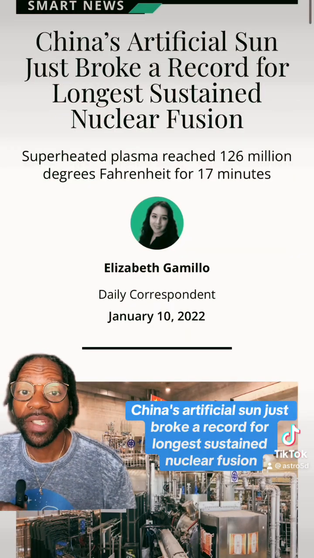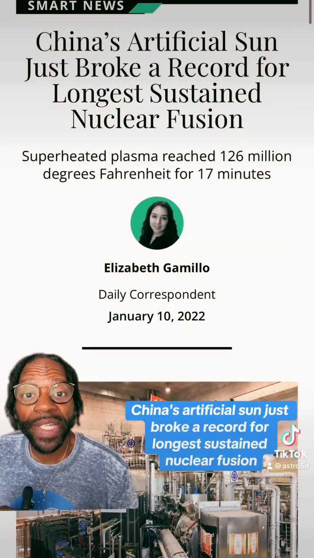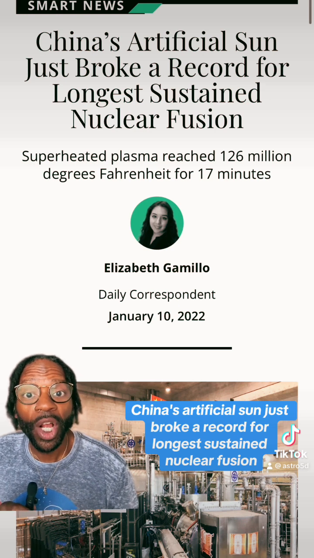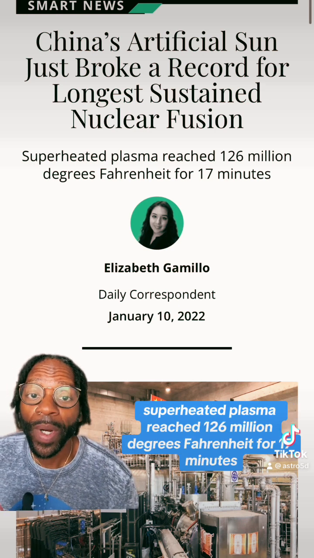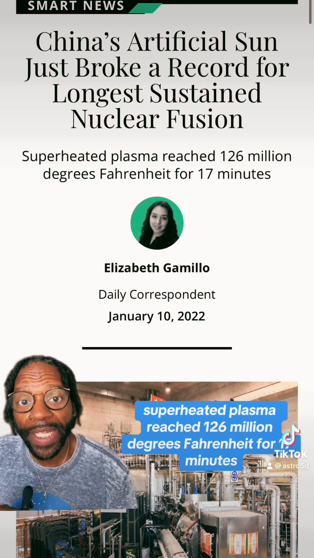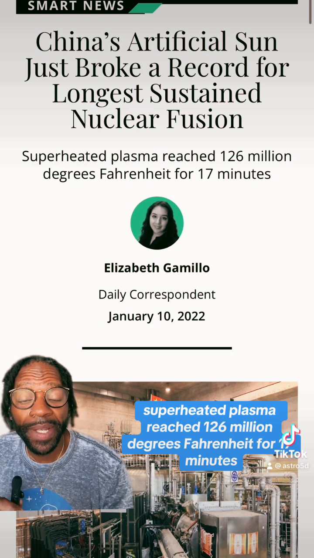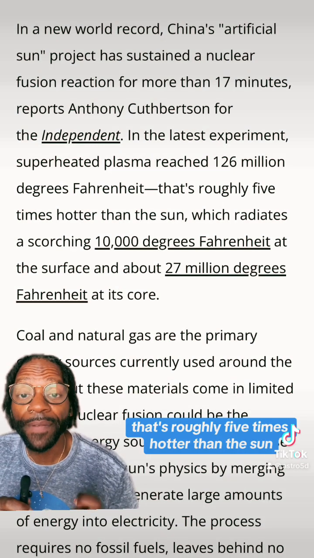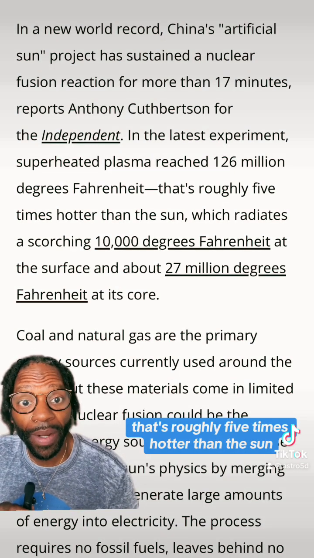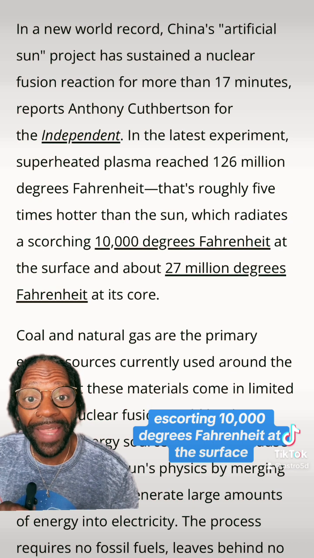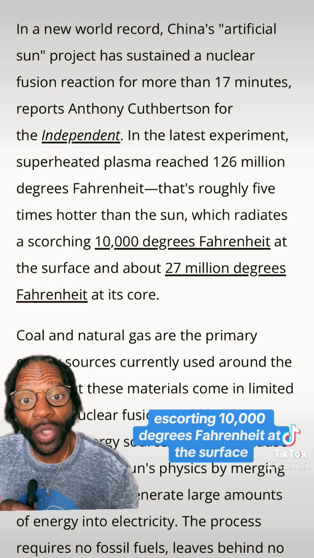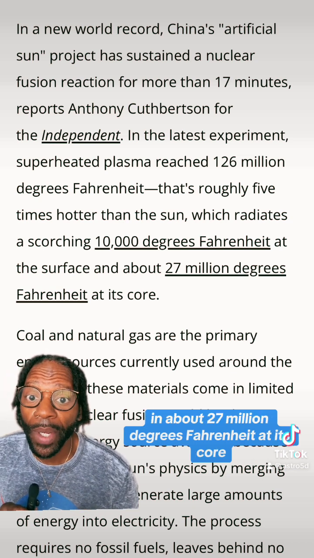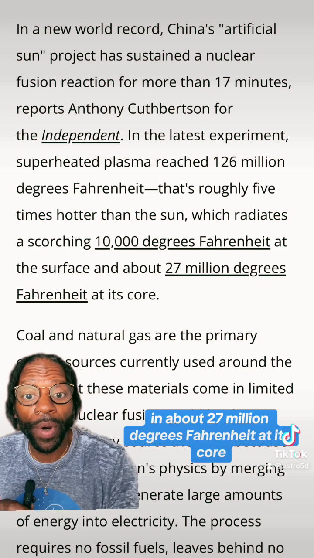China's artificial sun just broke a record for longest sustained nuclear fusion. Superheated plasma reached 126 million degrees Fahrenheit for 17 minutes. This was January 10th of 2022. That's roughly 5 times hotter than the sun, which radiates a scorching 10,000 degrees Fahrenheit at the surface and about 27 million degrees Fahrenheit at its core.